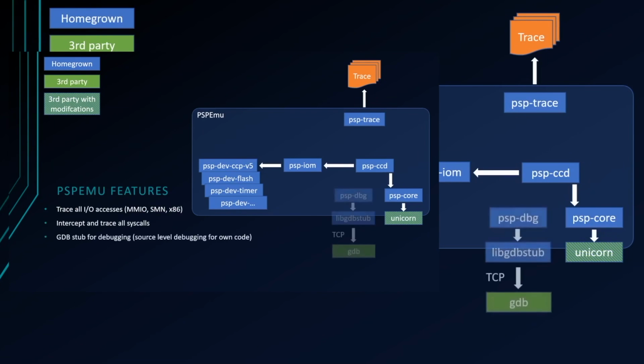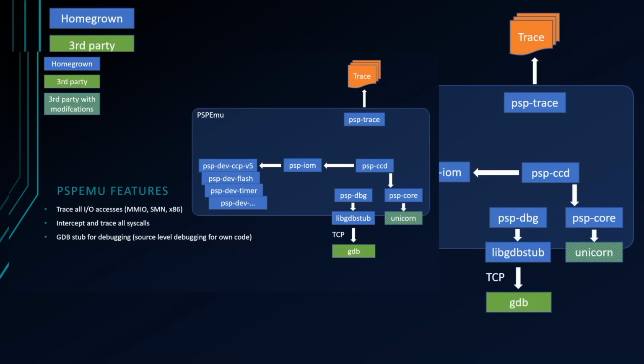And our debugging component is based upon our own libgdb stub, so you can debug the firmware with GDB or even IDA Pro, for example. And if you have written your own code, you also get source level debugging for free. We've used that to debug certain parts of our stub and for debugging the exploit, for example.